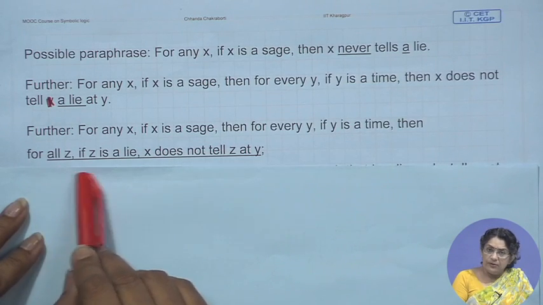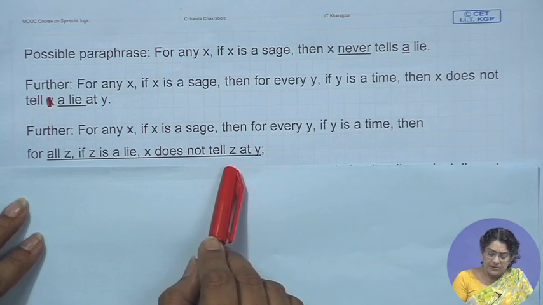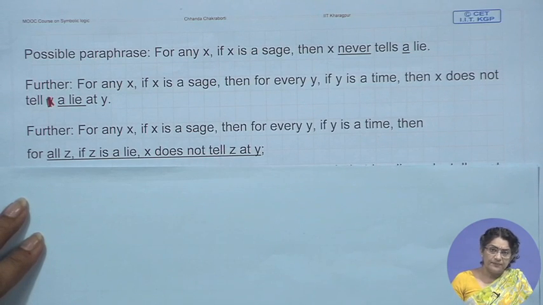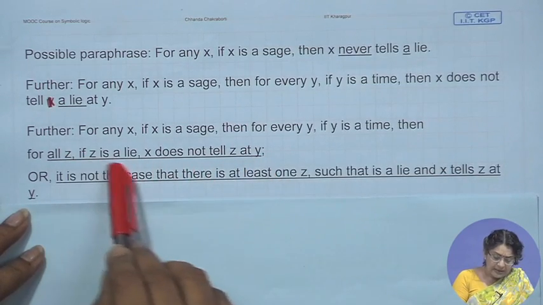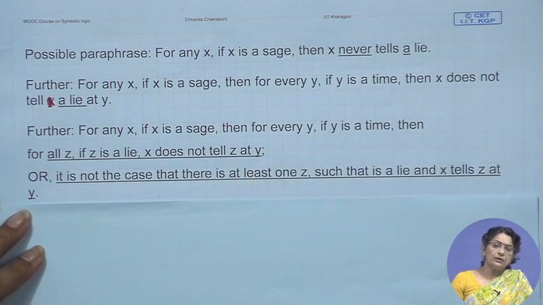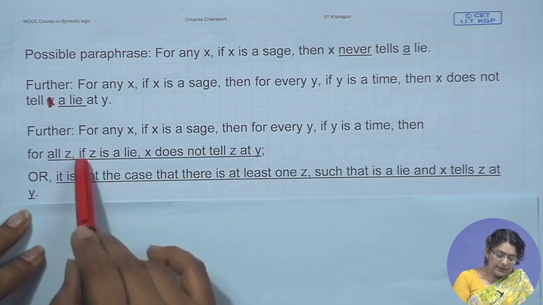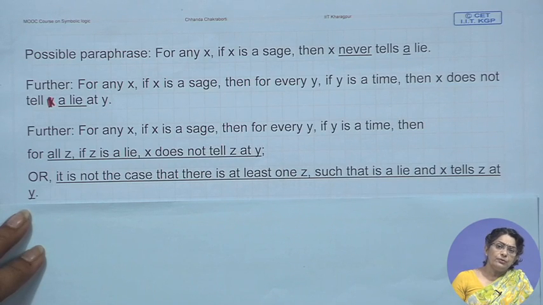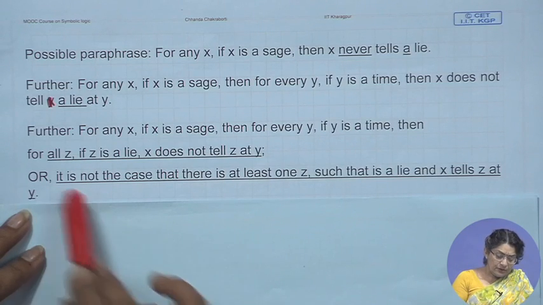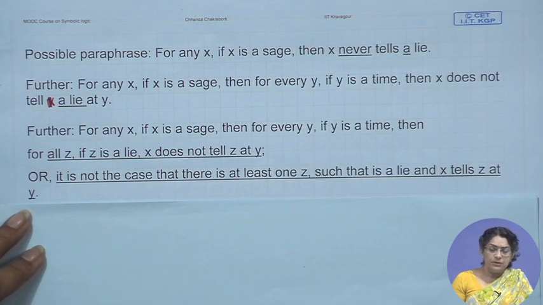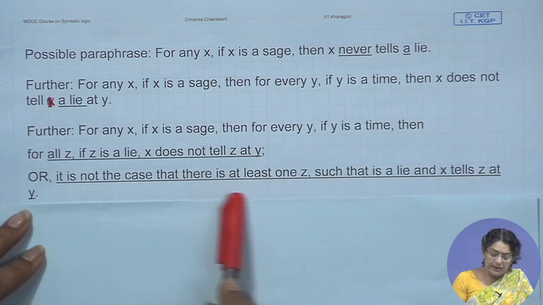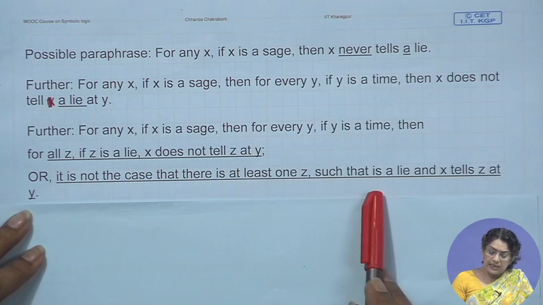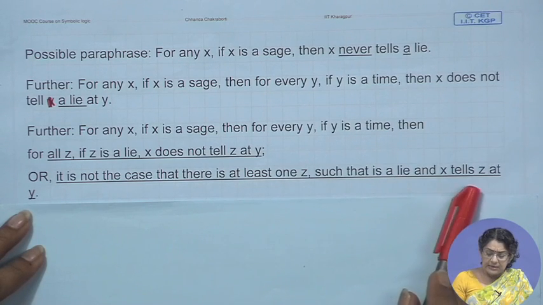So, all lies are such that x does not tell them at y. Let us see. Notice that we can rewrite this part. If you recall the contradiction relation, then this is E. We can also replace it with the negation of I. This part we can rewrite also, it is your choice, whichever way you want to go. You can rewrite it as: it is not the case that there is at least one z such that z is a lie and x tells z at y.